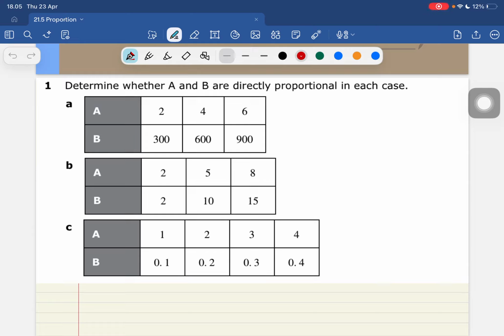Hi, in this video, I'm going to solve practice questions for proportion. We need to determine whether A and B are directly proportional in each case. Let us take a look at their ratio.